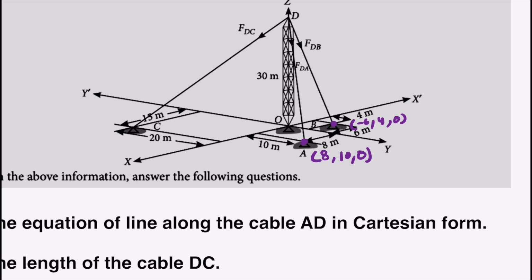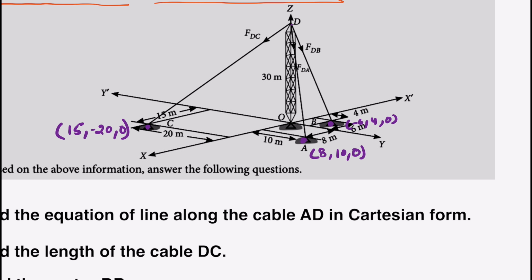Now, for the coordinates of point C, we can easily see that this point is at 15-meter distance from y axis towards the x direction. So its x coordinate will be positive 15, comma its y coordinate, this point is 20 meters away from x axis towards negative y axis, so it will be minus 20, and z coordinate will be 0. This point lies in xy plane.